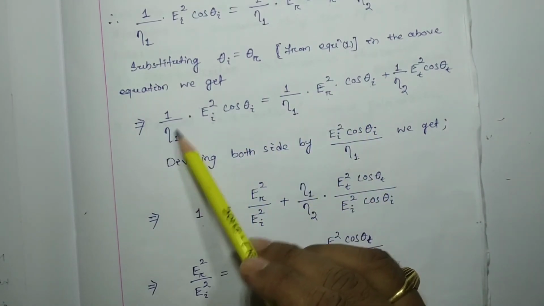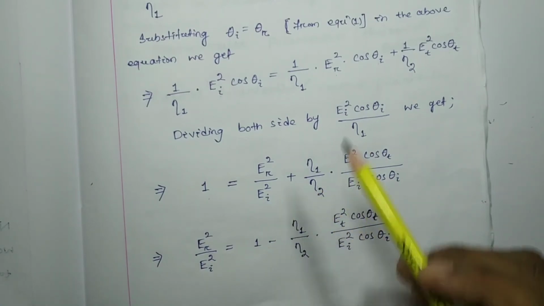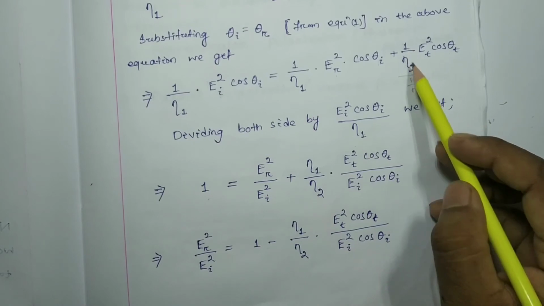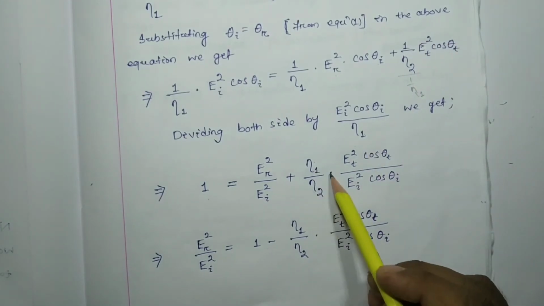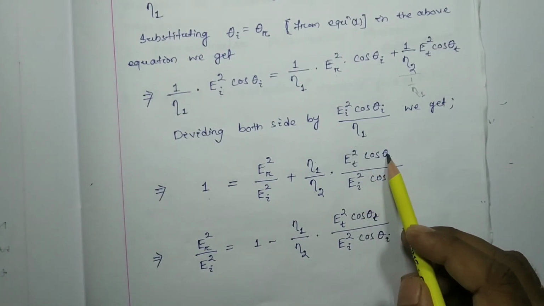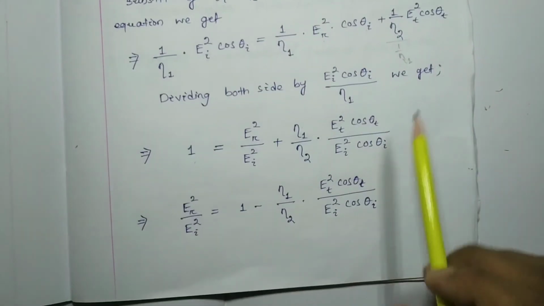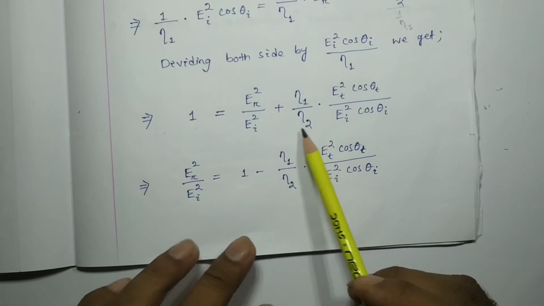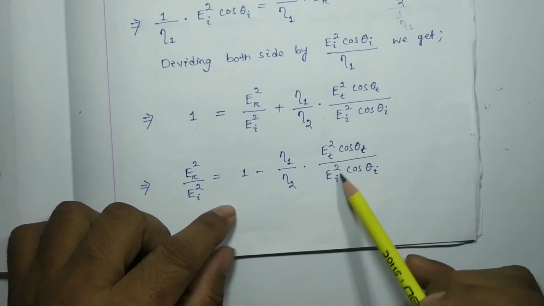Now we divide the next term. η1 gets cancelled, cos θi also gets cancelled out, and we get Er²/Ei². Plus, for the last term, dividing (1/η2)Et² cos θt by (1/η1)Ei² cos θi, η1 moves to the numerator, so it becomes (η1/η2) times Et² cos θt divided by Ei² cos θi. Now taking this term to the left side, Er²/Ei² equals 1 minus (η1/η2) times Et² cos θt by Ei² cos θi.